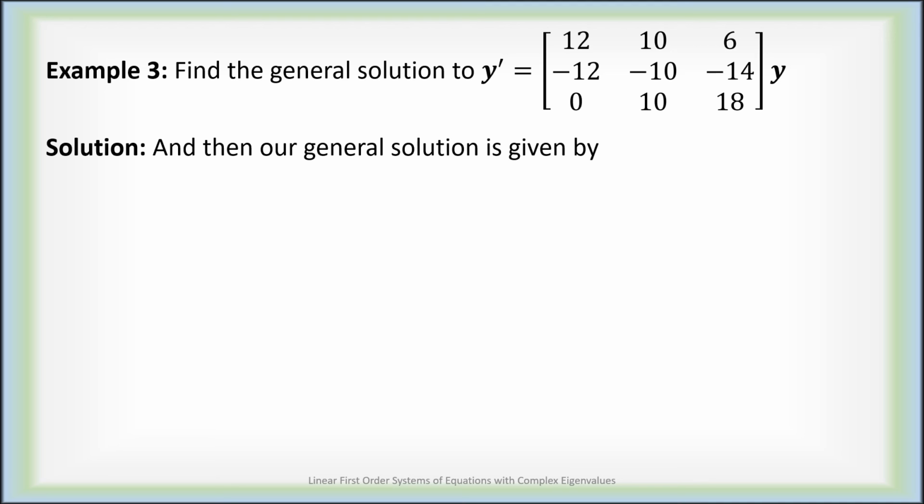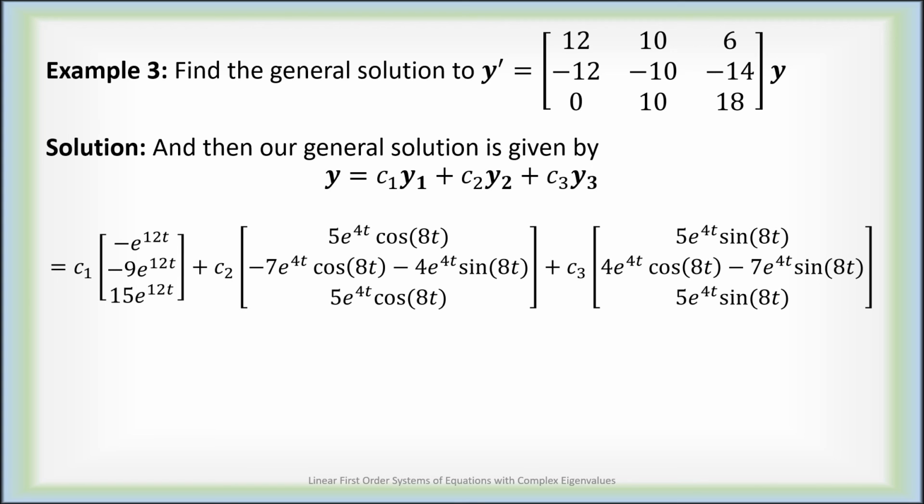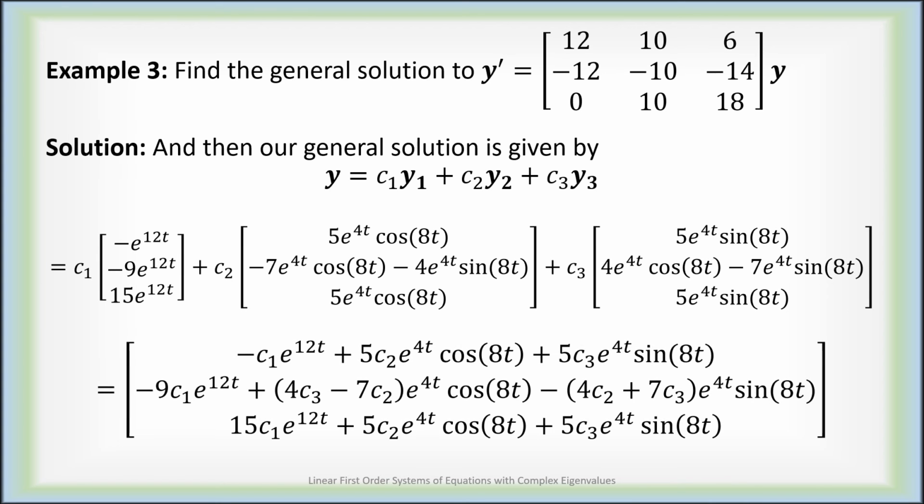Now that we have three pieces to put together, we have our fundamental set of solutions. We can state our general solution is a linear combination of them. We refer back, we just copy and paste y1, y2, and y3. There they are. We can simplify this into one gigantic matrix, and there it is. Here is our general solution to the equation given in this problem.